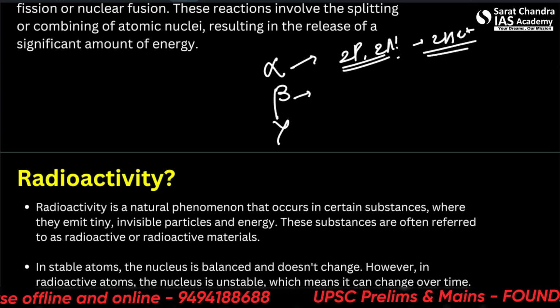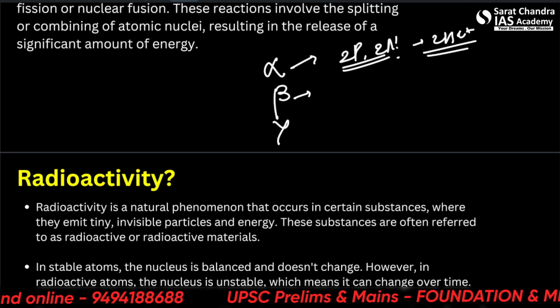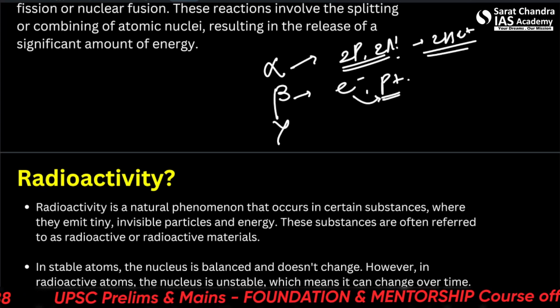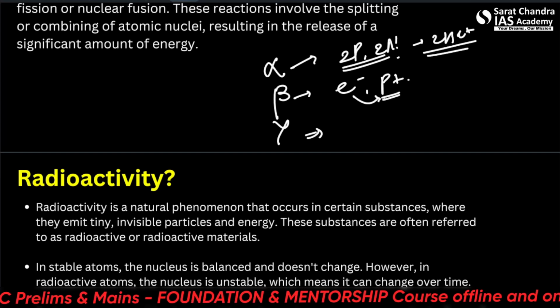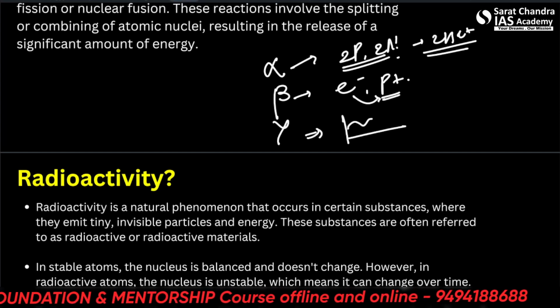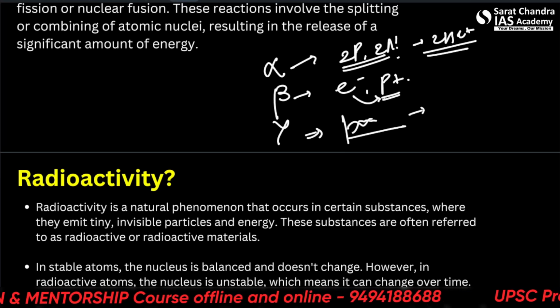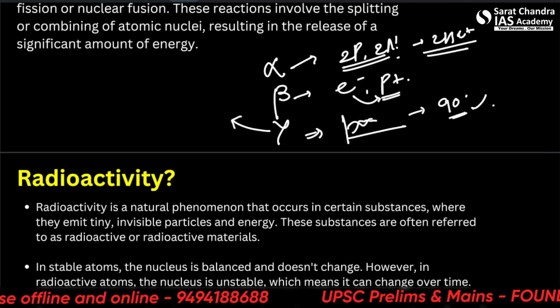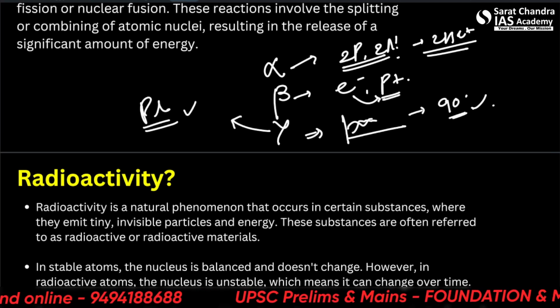Then there is the beta particle, which is a high energy electron or positron. So they are either e minus or e plus. Positrons are the antiparticle of electrons. Then there is the gamma particle, which is a high energy electromagnetic wave. So they have both an electric field as well as a magnetic field, both directed at 90 degrees to each other. Photons are also electromagnetic waves, light basically.